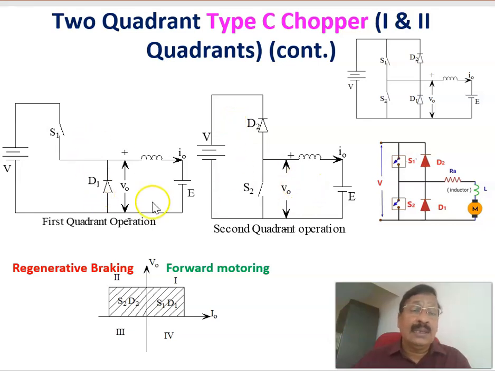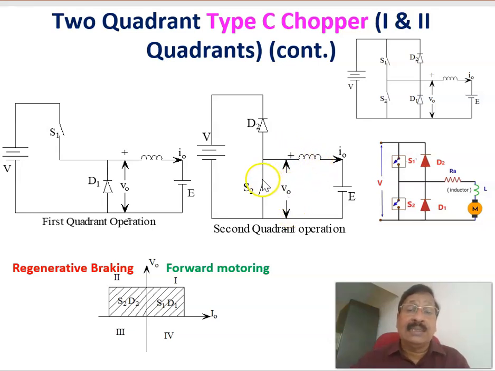For the second quadrant operation, we will be using S2 and of course D2. So this is the equivalent circuit of this two quadrant chopper, corresponding to the operation in the second quadrant, where S2 and D2 come into play. Similarly, we can analyze it. Whatever the case, the average voltage will be positive. When S2 is closed, the voltage equals 0. When S2 is open, the diode is conducting and you will get a positive voltage, because the circuit is completed through this diode. Therefore, the average voltage V0 here will also be positive.